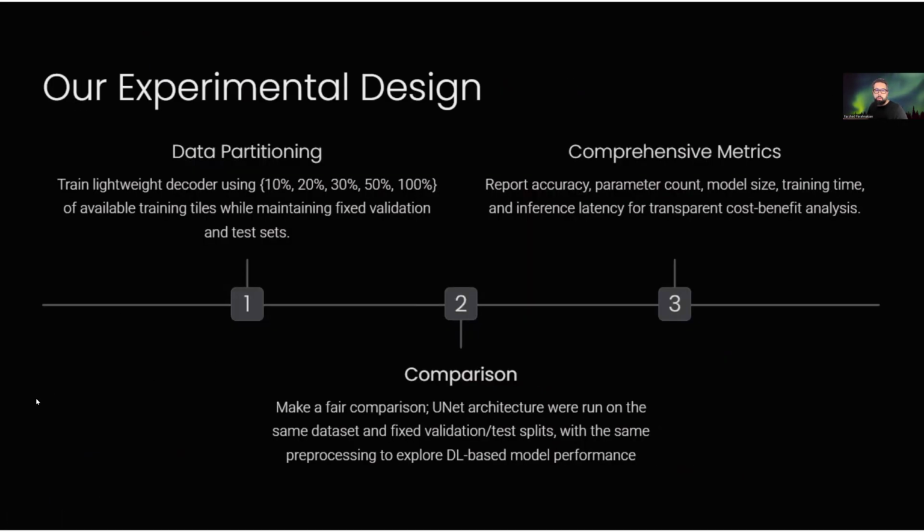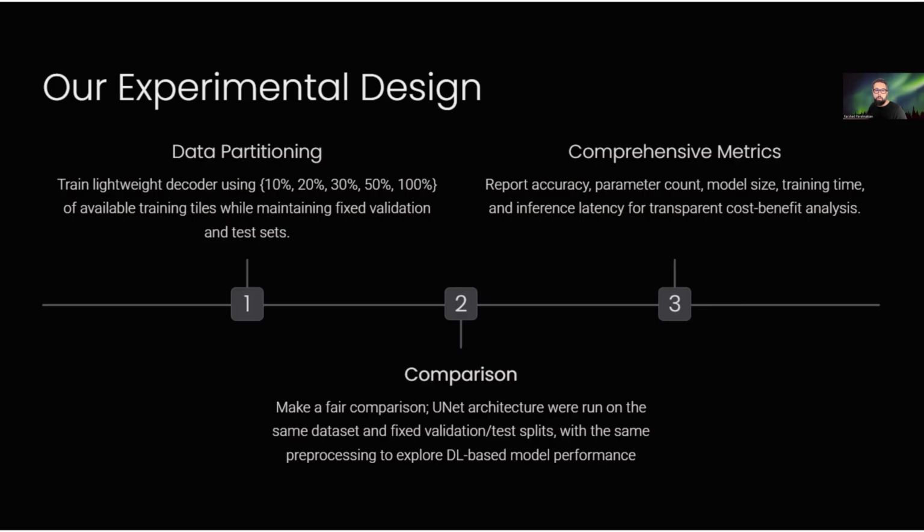Our experimental design focused on fair and transparent comparison. Regarding the data partitioning, we train the lightweight decoder using varying fractions of the available training data, 10%, 20% to 100%. This tests our label efficiency hypothesis.